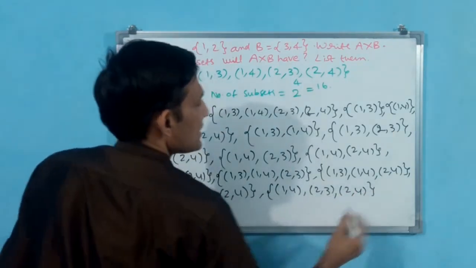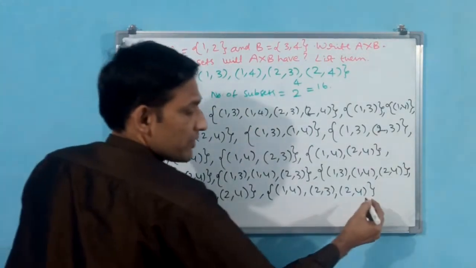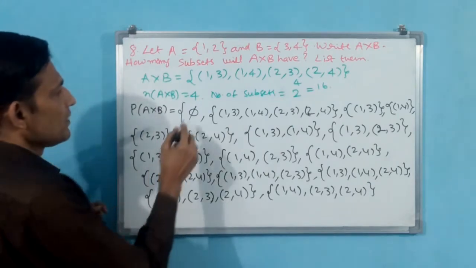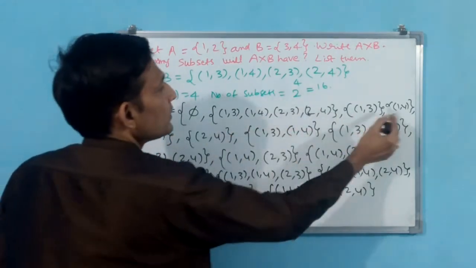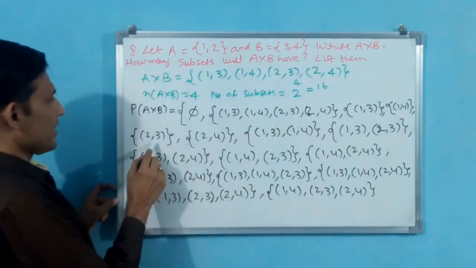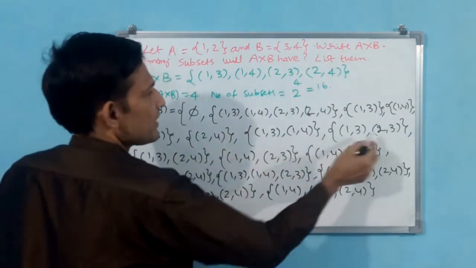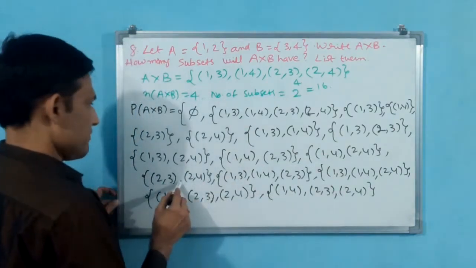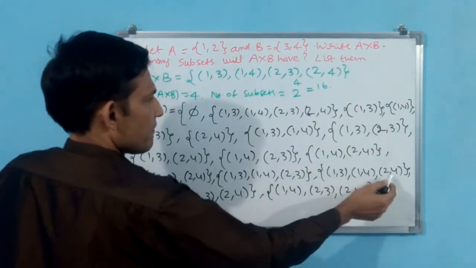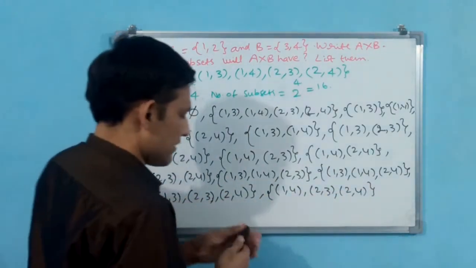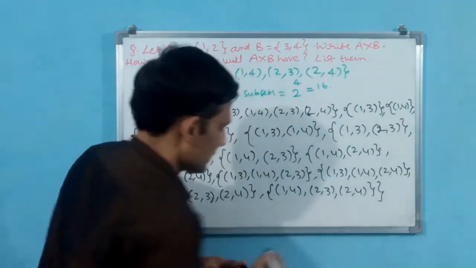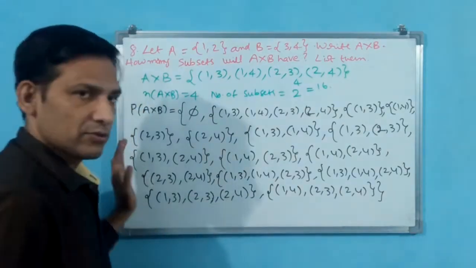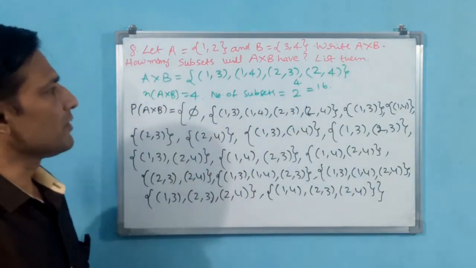I hope we have finished. Let me see. If finished, then again one brace we have to keep. Let me count first. 1 2 3 4 5 6 7 8 9 10 11 12 13 14 15 16. Yeah, finished. Another brace. Why? Because all power sets will be under braces only. This is the answer for your question.